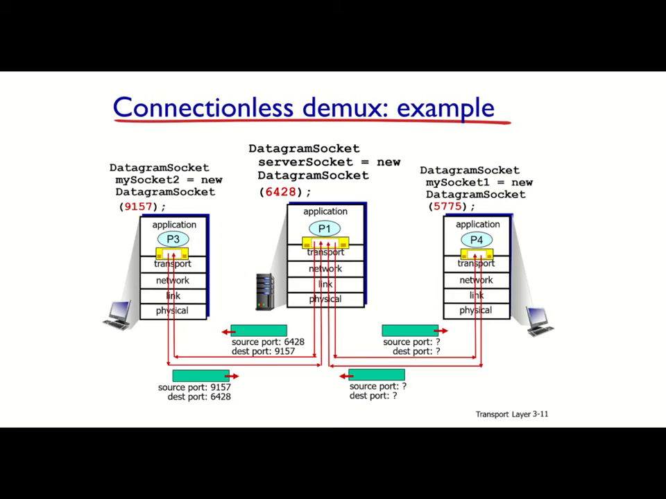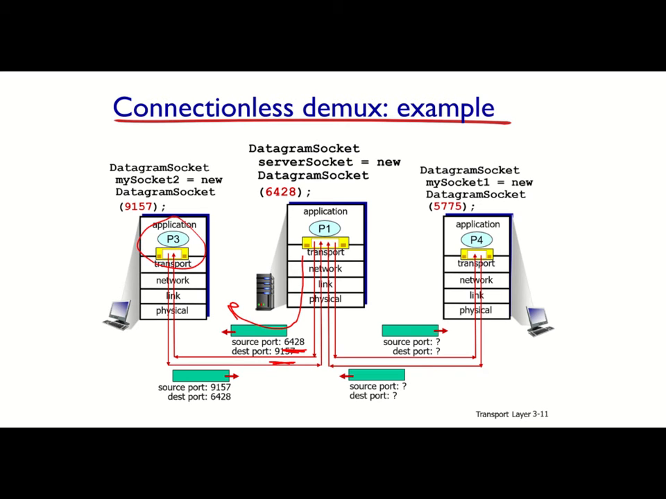So let's consider P1 as an example. In P1, we are sending messages toward two different processes, process P4 and process P3. We send a message to process P3 with the source port number of 6428 and the destination port number of 9157. So P3 receives the segment.